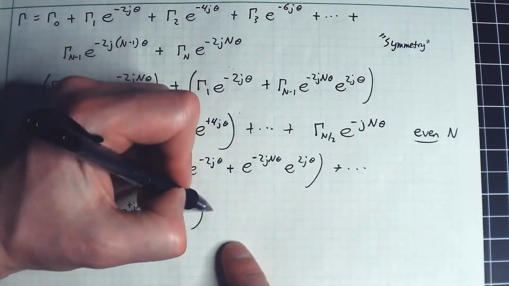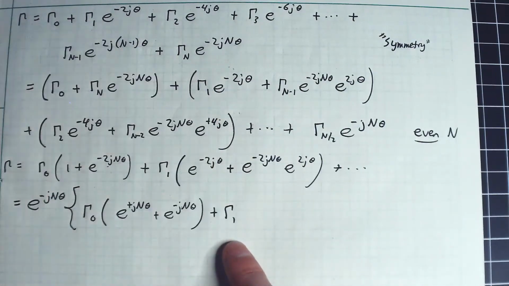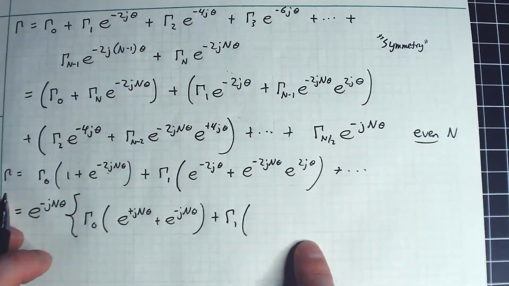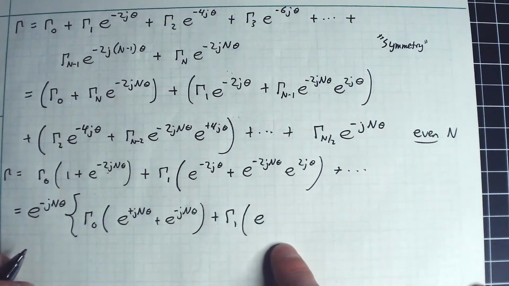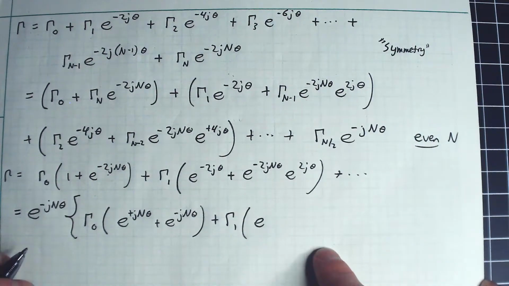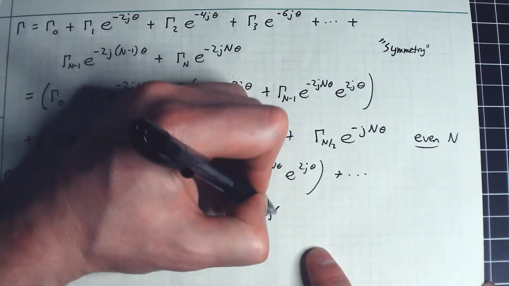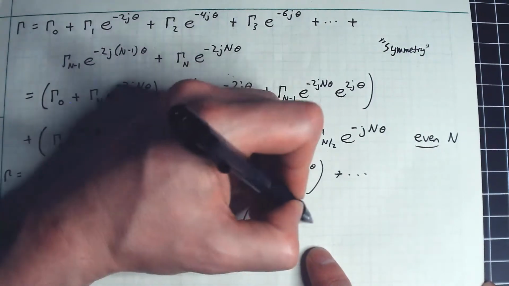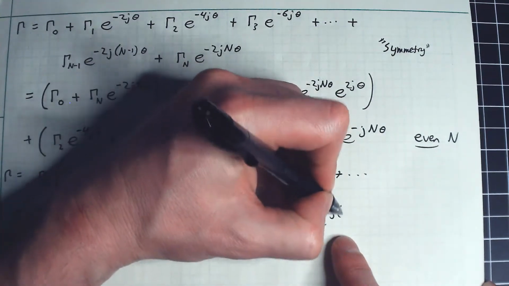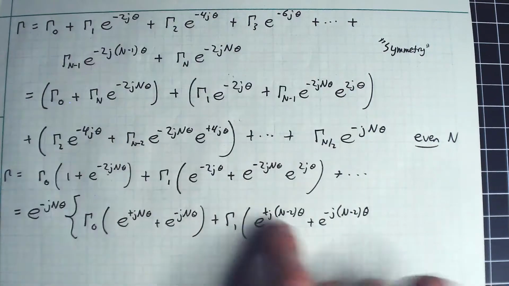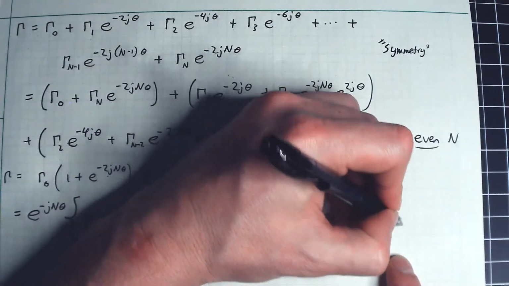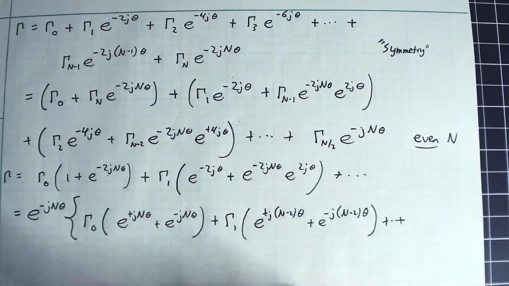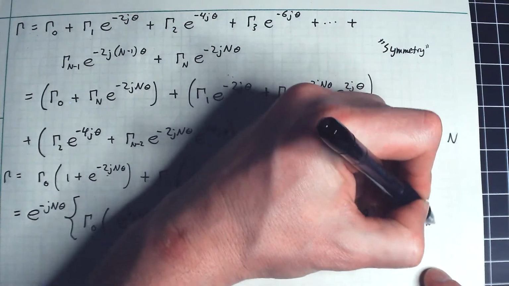And the same thing will happen with this term. I'll get a gamma sub 1, and I will get e to the, so this is the part where it's a little tricky, so let's make sure we don't make a mistake. I'll get a plus j (n minus 2) theta plus e to the minus j (n minus 2) theta. So if you work out the exponents there, you can see that symmetry. And then we go plus dot dot dot all the way out to the end, and this term is factored out, so I just get a gamma sub n over 2.